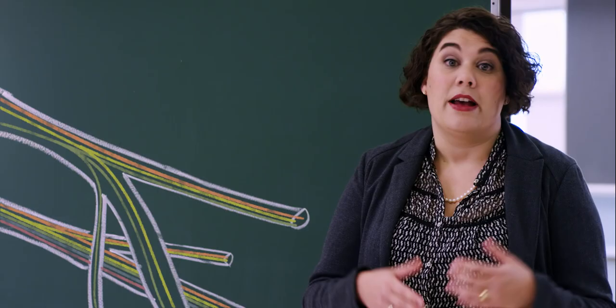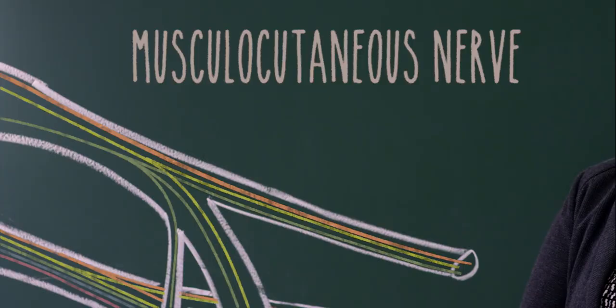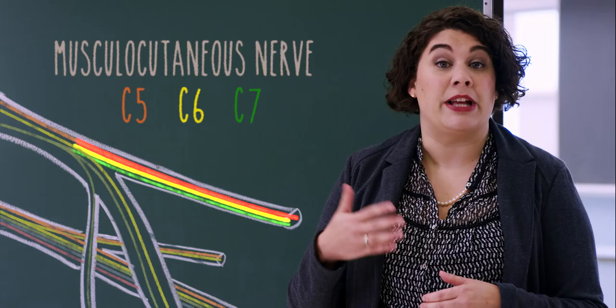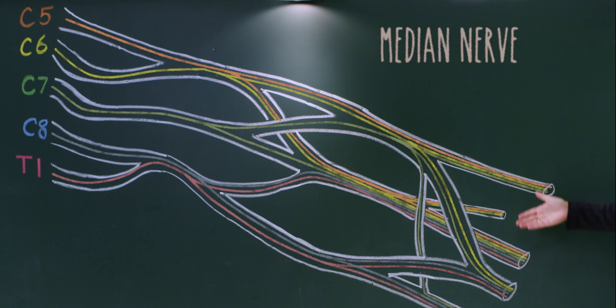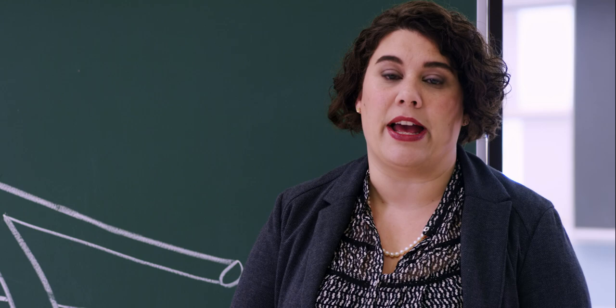The musculocutaneous nerve emerges directly from the lateral cord. It carries fibers from C5, C6, and C7. It will innervate the flexor compartment of the arm. The median nerve is the result of branches from both the lateral and medial cord combining. It contains fibers from C6, C7, C8, and T1. It will go on to innervate the flexors of the forearm and parts of the hand.